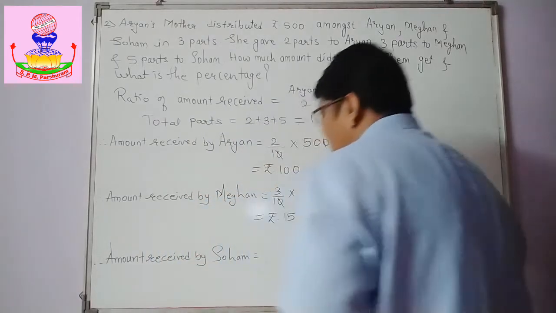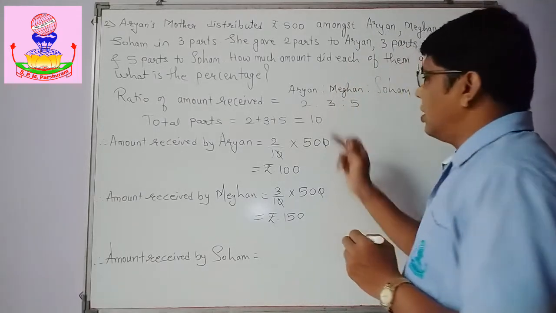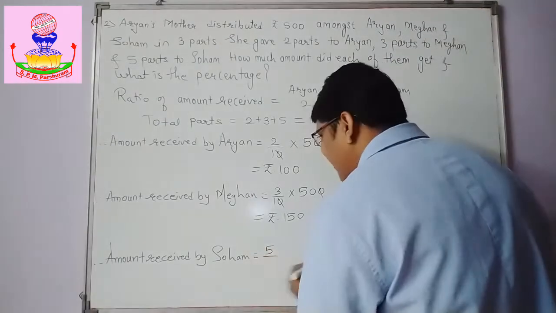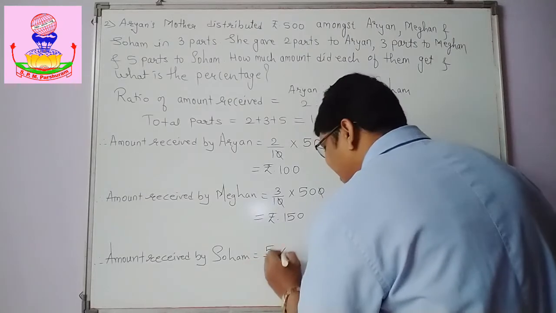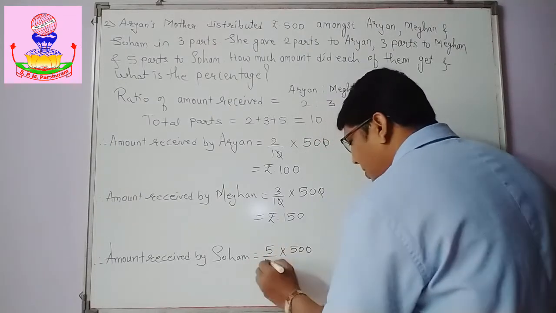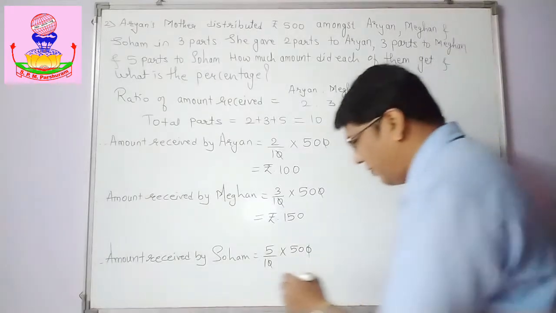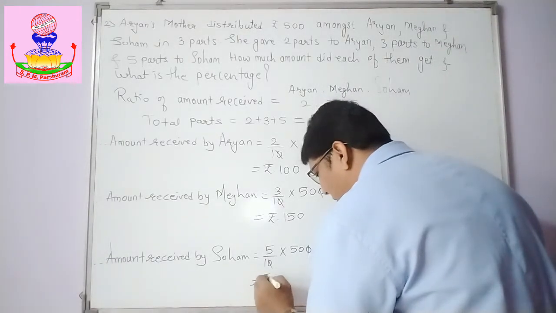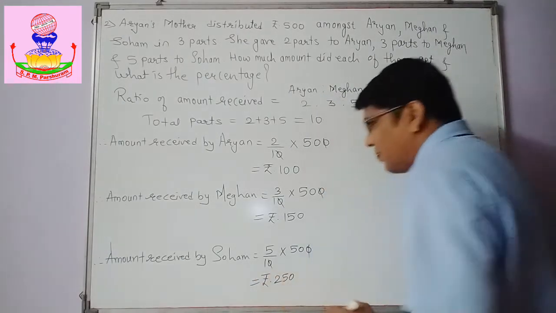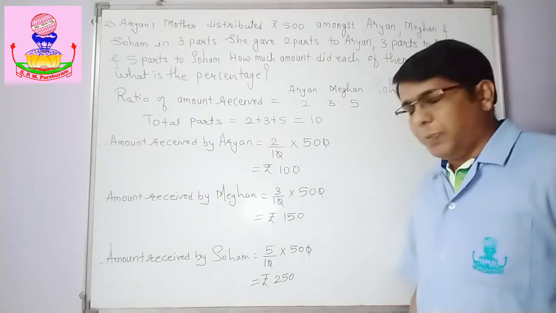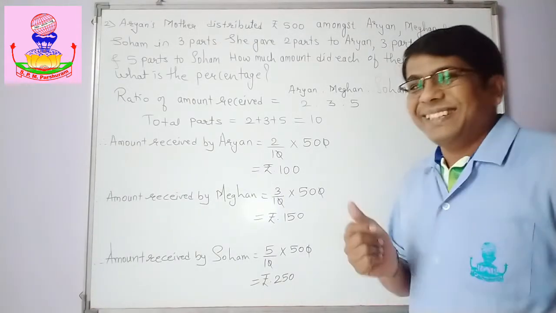And now the amount received by Soham. How much was it? He got 5 parts out of 10 parts. Okay, so we will see how much he got. 5 fives are 25. So rupees 250. Oh my God. So Aryan got angry. What is this, uncle? He got 250 rupees and I got only 100 rupees.